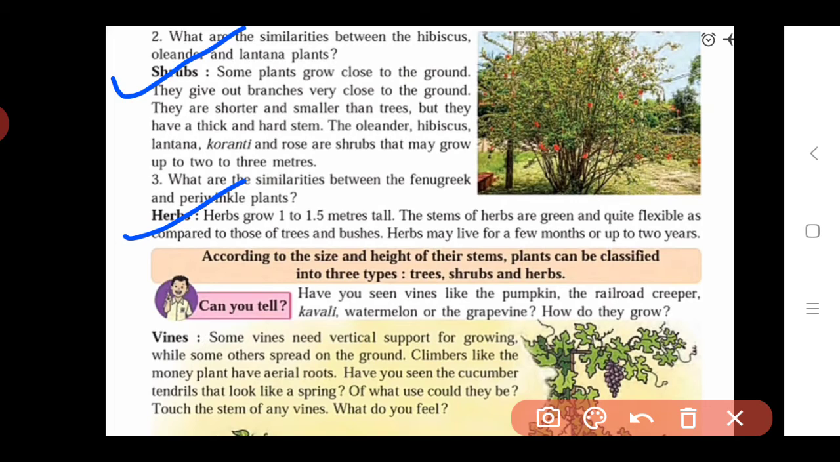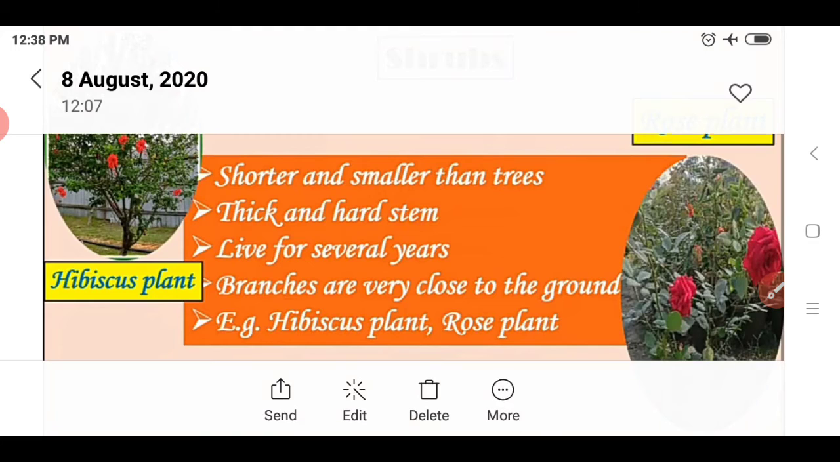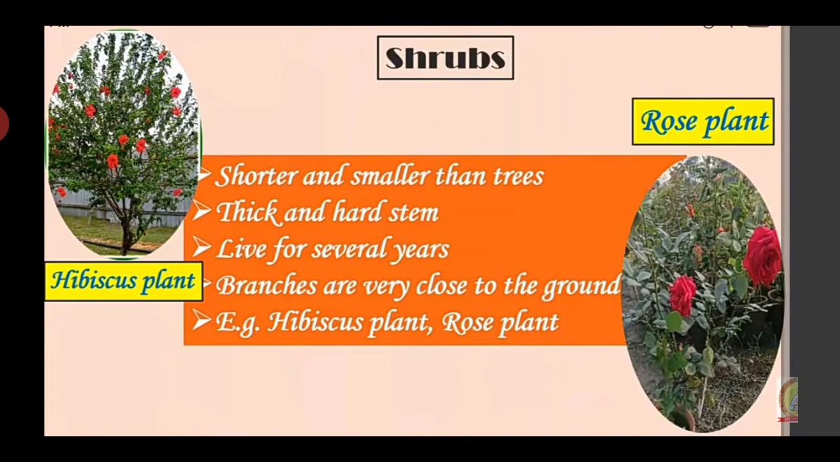So according to the size and height of the stem, plants are classified into trees, shrubs and herbs. So again I will explain the shrubs and herbs in short. If we see this image, you will understand very well.